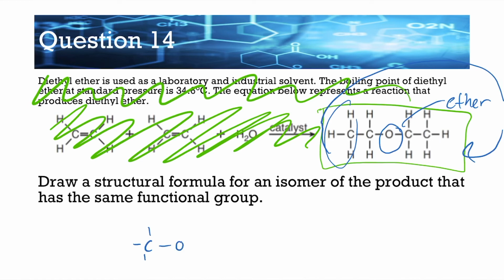So you get CH3, 2, 3, like that. So you still have your 2 chains, you still have your ether. Now you just took one little section, pop it over to the other side. You still have the same formula.